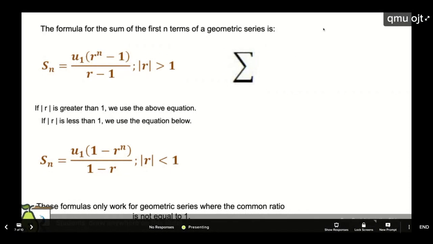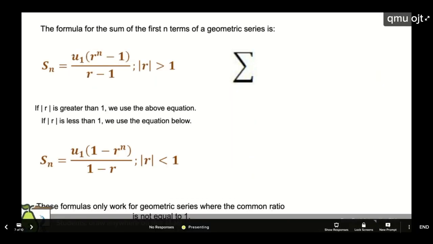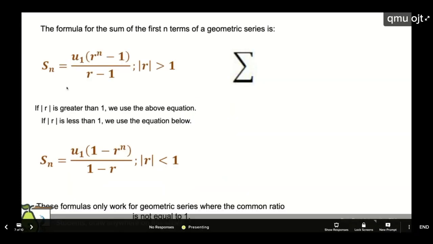So here, just like in arithmetic sequences, if we want to find the sum, we have another formula. Again, this formula looks complicated, but it's not. Same thing. You just plug in or substitute the numbers that we have. If we have a ratio, you put it in for R. If we have the first term in our sequence, put it in for U1, and then we solve.